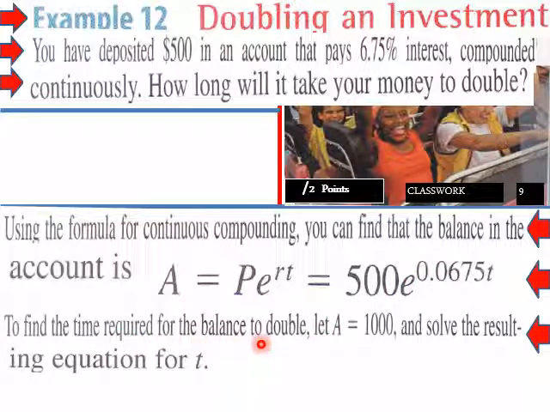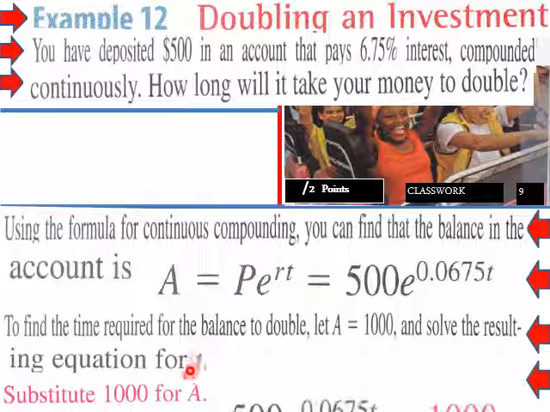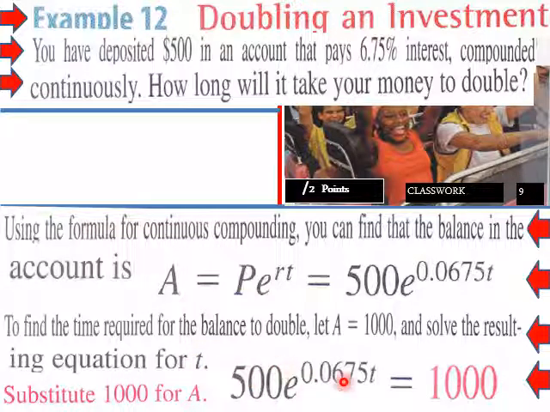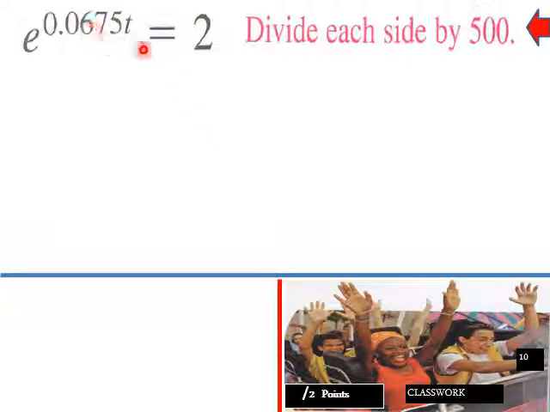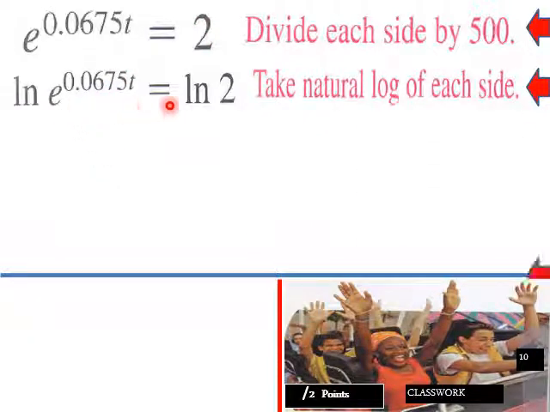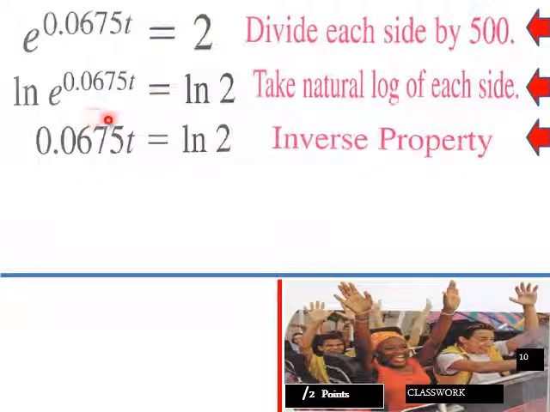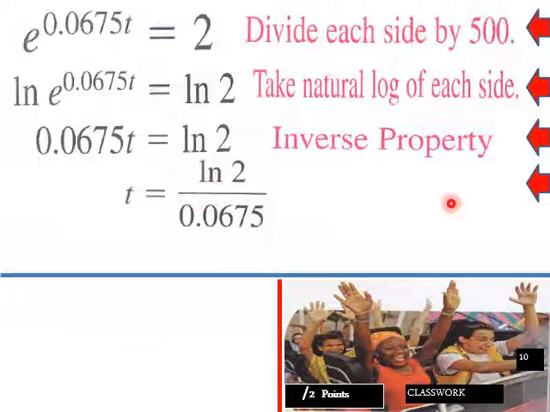To find the time required for the balance to double, let A equal 1,000, because we're doubling 500. And then solve the resulting equation for t. So when we make this equal 1,000, here's your setup. We get this far, divide each side by 500, and then we take the natural log of both sides, and we come up with this here: 0.0675t equals natural log 2.